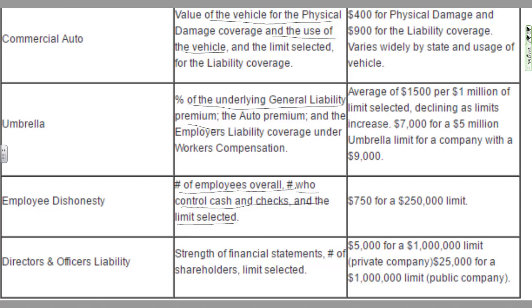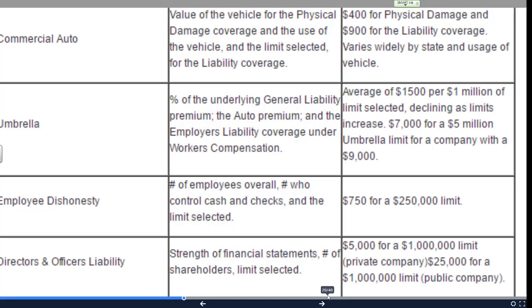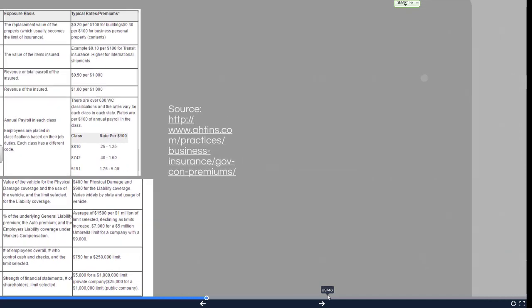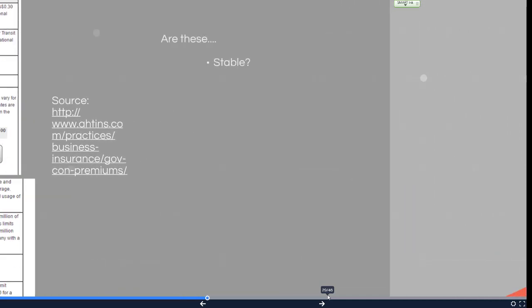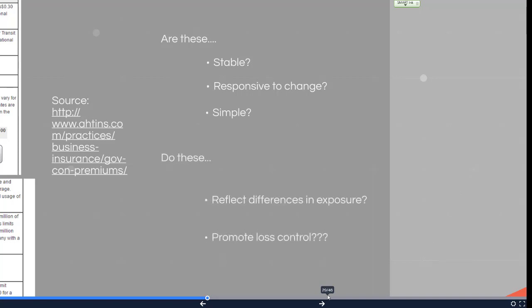Similarly, looking at directors and officers' liability, the strength of your financial statements and the number of your shareholders and the limit selected should be reflective of your exposure. So remember, when asked about the validity of insurance rates, you need to think about, are these stable, responsive to change, and are they simple? And do these reflect differences in exposure, and do they promote loss control?